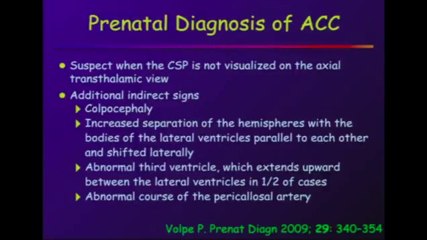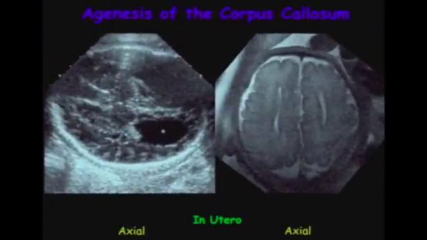Now, there are a whole bunch of additional indirect signs that we've all been taught: the colpocephaly, the preferential dilatation of the occipital horns, increased separation of the hemispheres with the body of the lateral ventricles parallel to each other and shifted laterally, an abnormal third ventricle which extends upward between the lateral ventricles in half of cases, the so-called high-riding third ventricle, and an abnormal course of the pericallosal artery. The problem is, as much as we study for these on tests, in practice, people miss these.